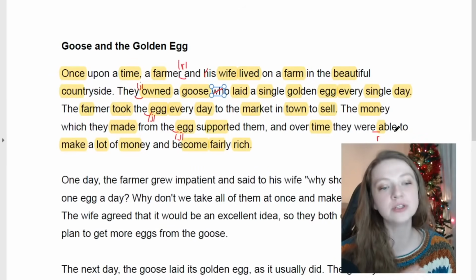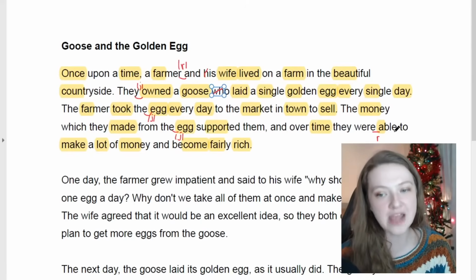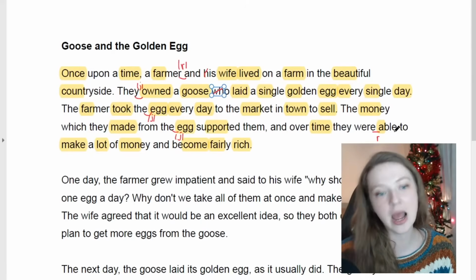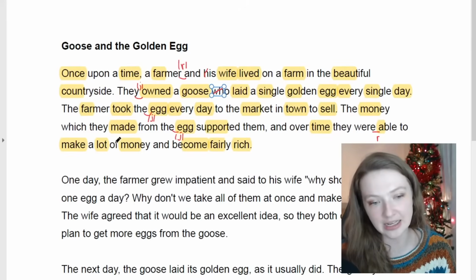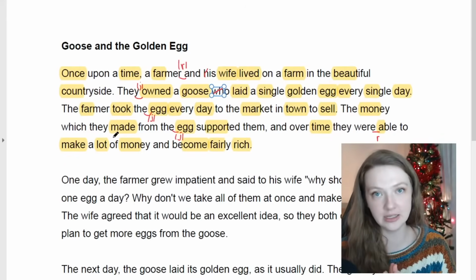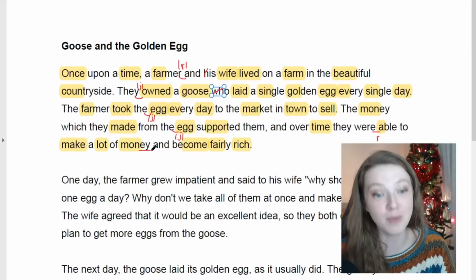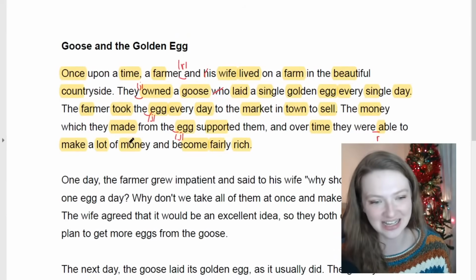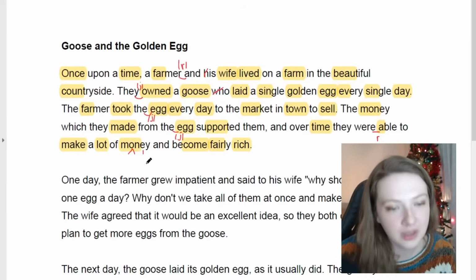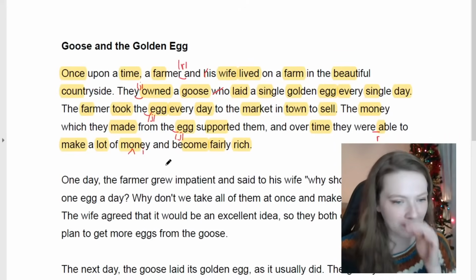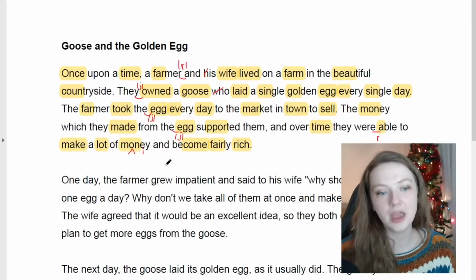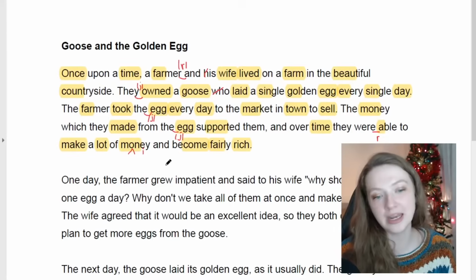They were able to make a lot of money. So notice again, I'm not saying make a lot of money. Definitely not money. I hear money a lot, yeah? But money, with the dot at the top, yeah? Able to make a lot of money.